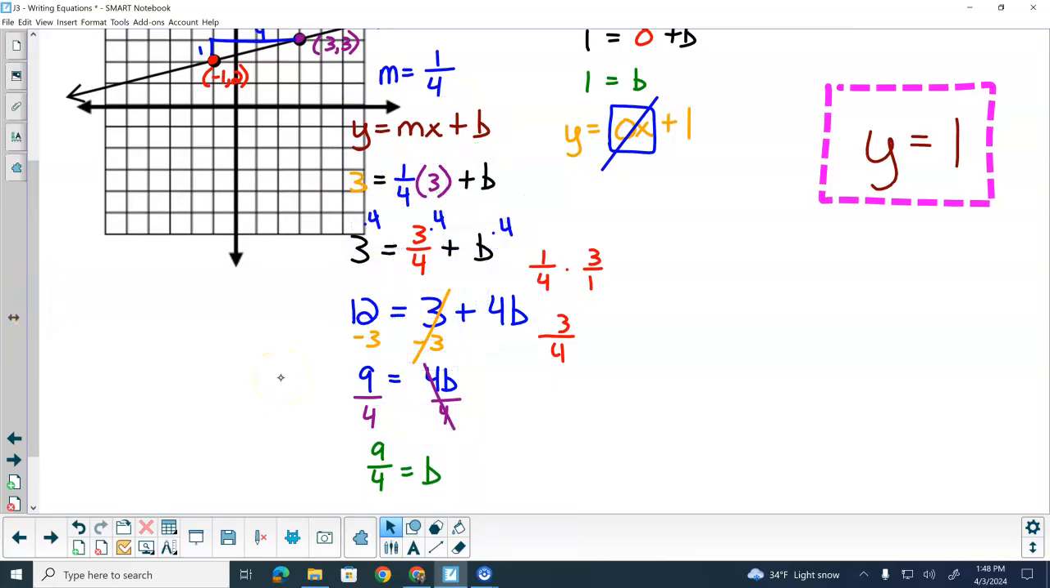If my M is 1/4 and my B is 9/4, what is my final answer? My final Y equals MX plus B. Everybody together. Y equals 1/4 X plus 9/4.